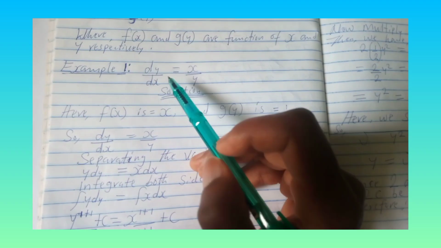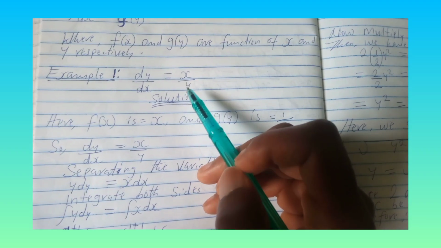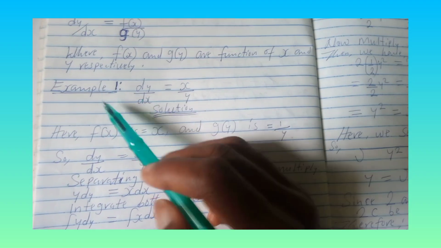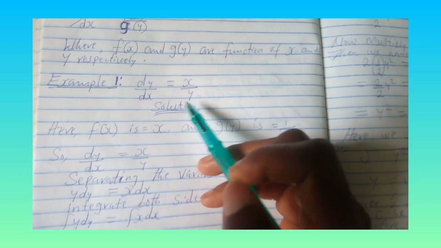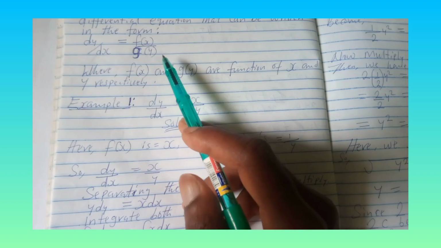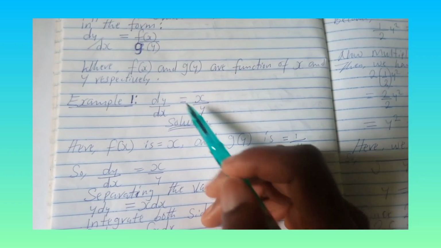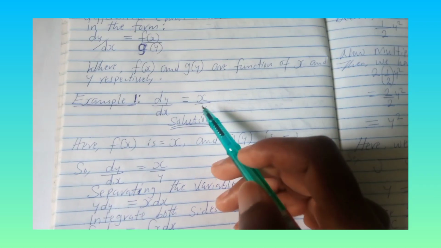Example 1: dy/dx = x/y. We should solve this example. In this case, we see that our f(x), the numerator, is x, and our g(y), the denominator, is y. So let's take note of that.